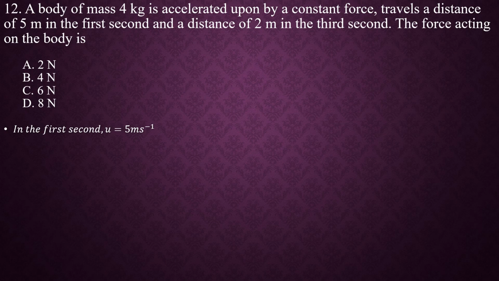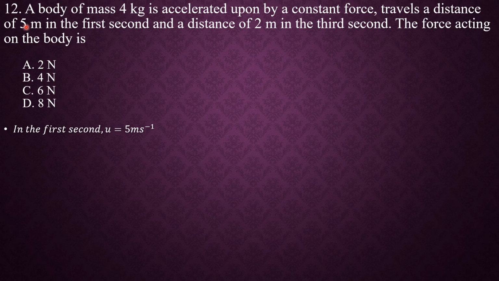A body of mass 4 kg is acted upon by a constant force, travels a distance of 5 meters in the first second and a distance of 2 meters in the third second. The force acting on the body is... Okay, so the very first thing you have to notice here is that the particle must be decelerating. So the force indicated here must be the magnitude of the actual force that acts on the particle. So the actual force must be a negative force, right?